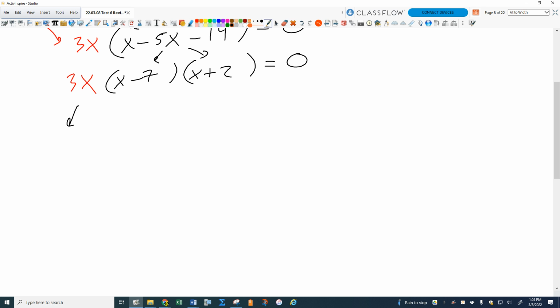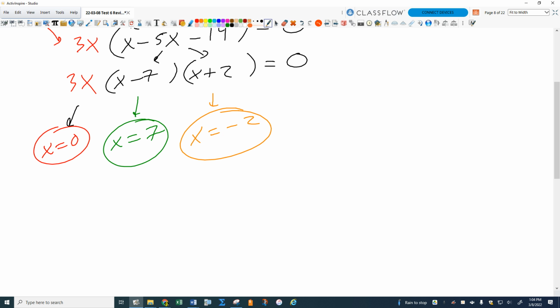0. There you go. So the first solution is x equals 0, or x equals 7, or x equals negative 2. So my 3 solutions are 0, 7, and negative 2. Okay? Thumbs. Okay, good.